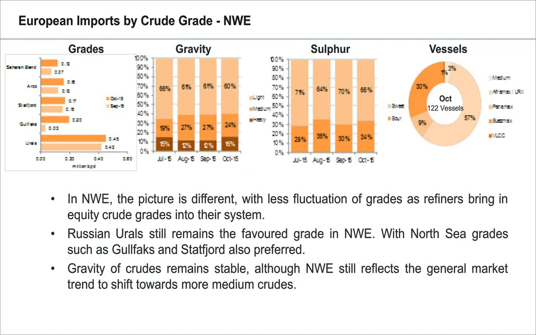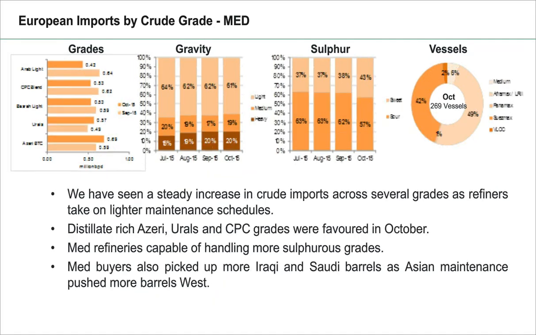Lastly, if we look at the Mediterranean, we see a bit of a different picture. We've seen a steady increase in crude imports across several grades as refiners took on lighter maintenance schedules. They've used their proximity to some major exporters to benefit from high production and lower spot prices. So distillate-rich Azeri, Urals and CPC grades have generally been favoured during October, with buyers also picking up more Iraqi and Saudi barrels as Asian maintenance pushed more barrels into the Mediterranean.